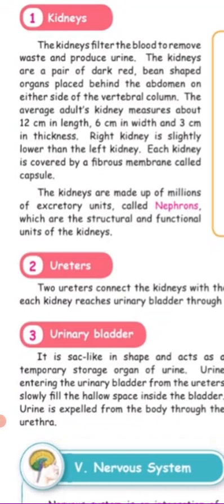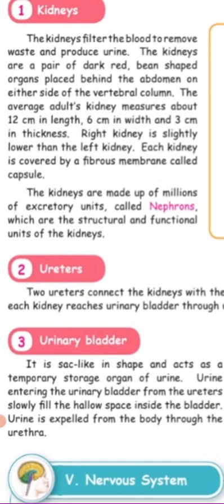In adults, the kidney measures about 12 centimeter in length, 6 in width, and 3 centimeter in thickness. The right kidney is slightly lower than the left kidney. There are two kidneys, one on the right side and the other on the left side, and the right side kidney is lower than the left. Both kidneys are covered by a fibrous membrane called the capsule.